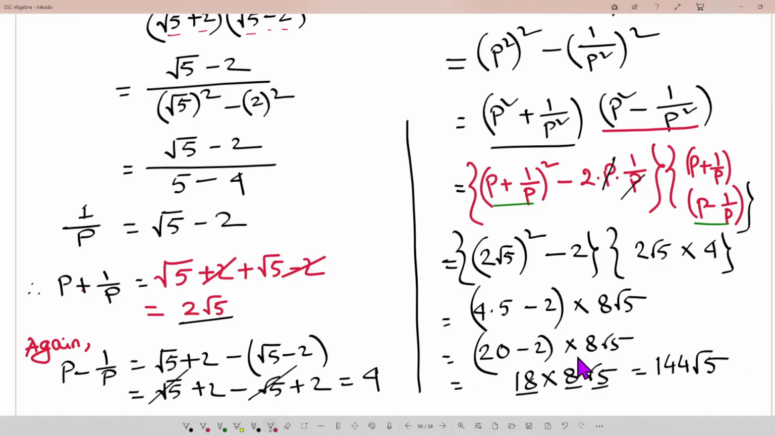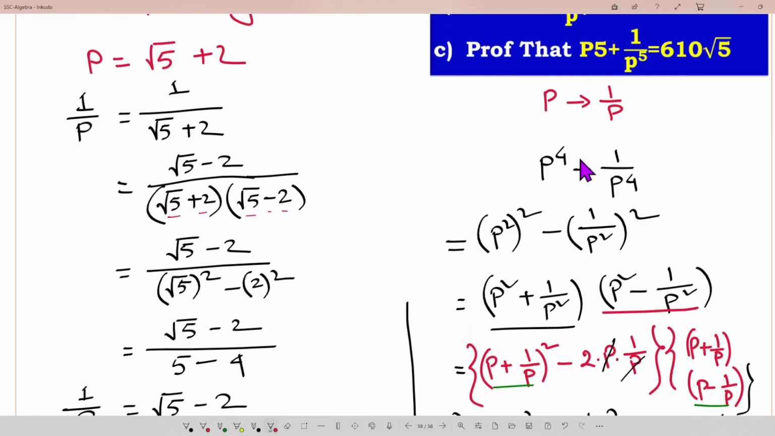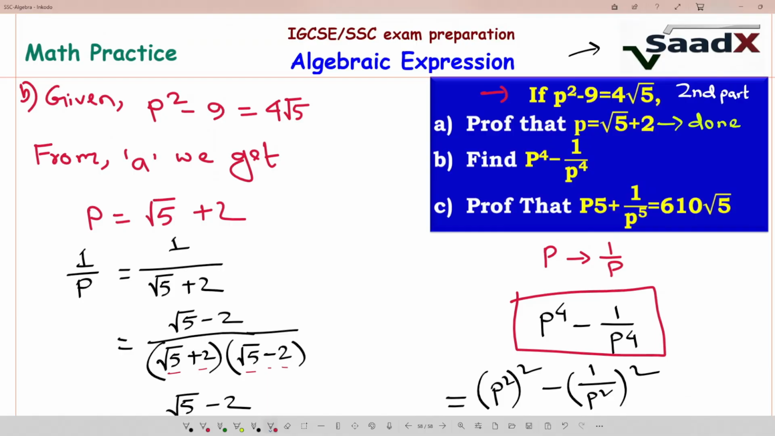So finally, this is our result: p to the power 4 minus 1 by p to the power 4. So finally we can say part B is done. Okay, so the second part, part B, is done.